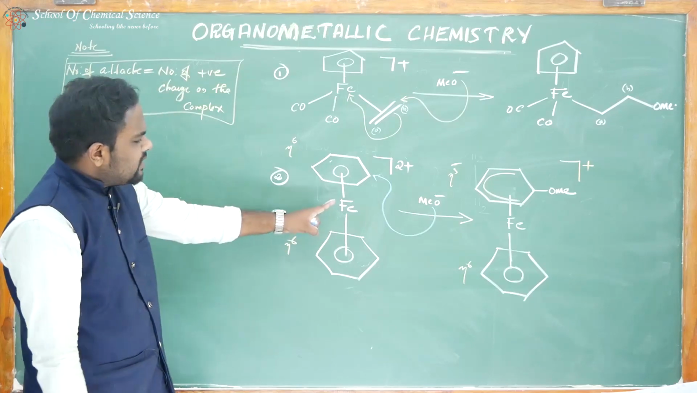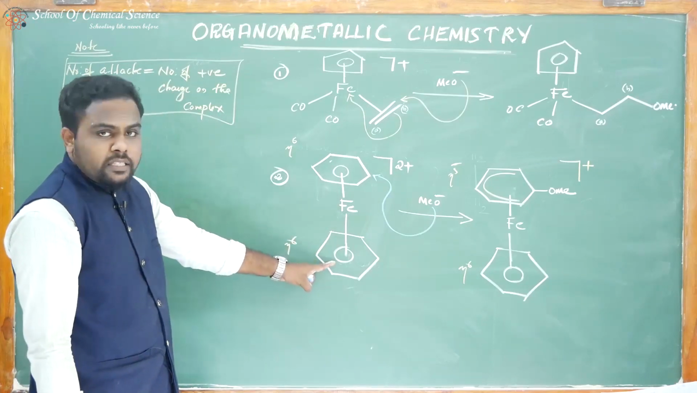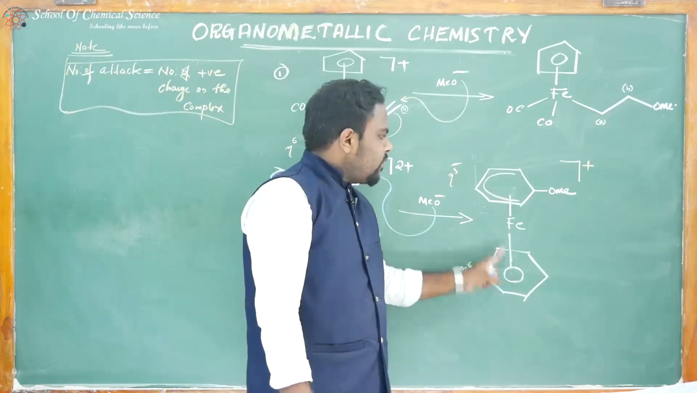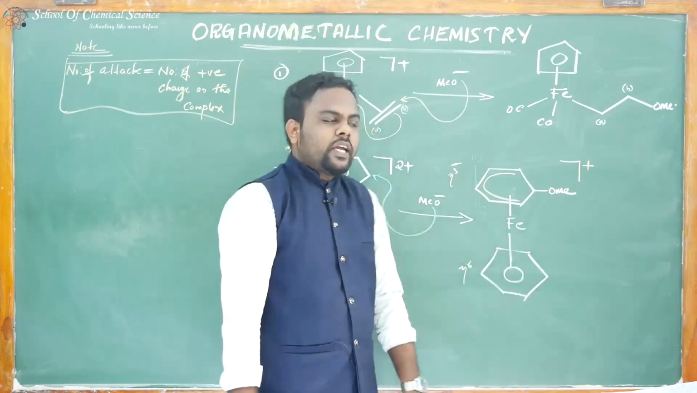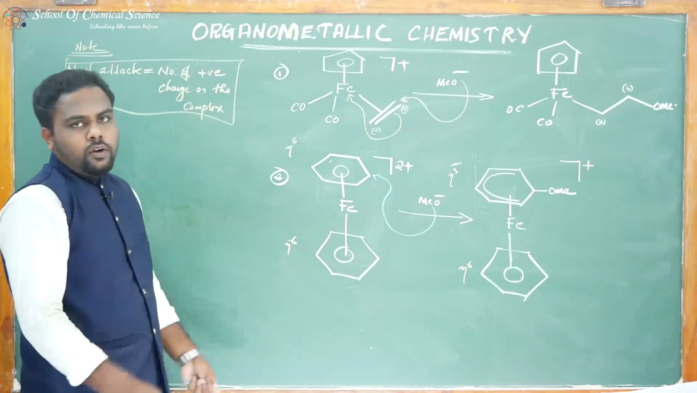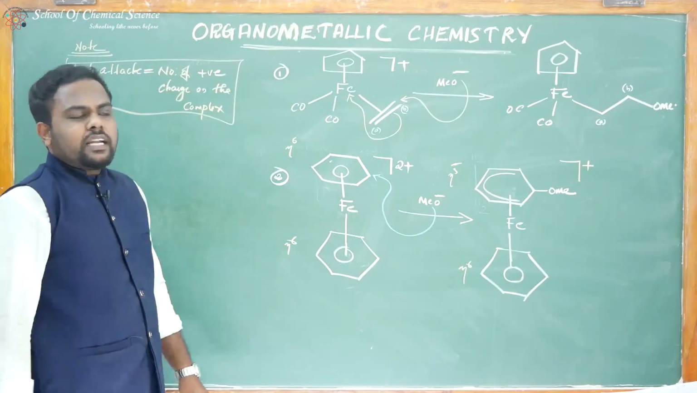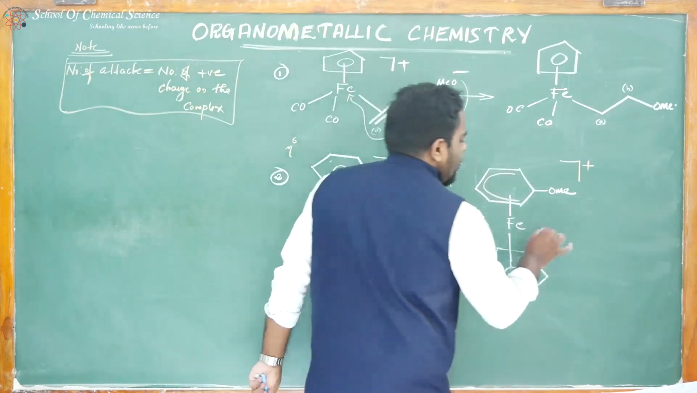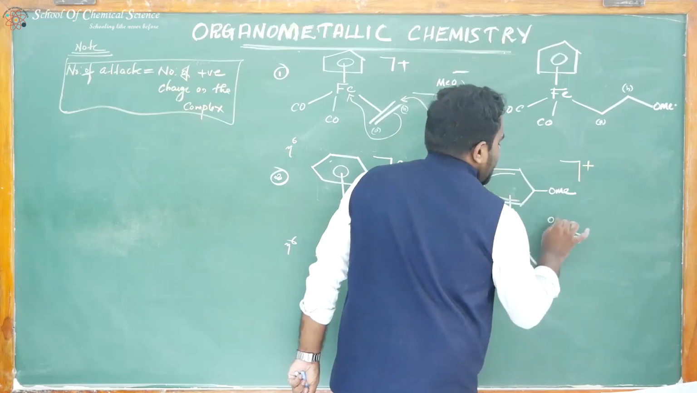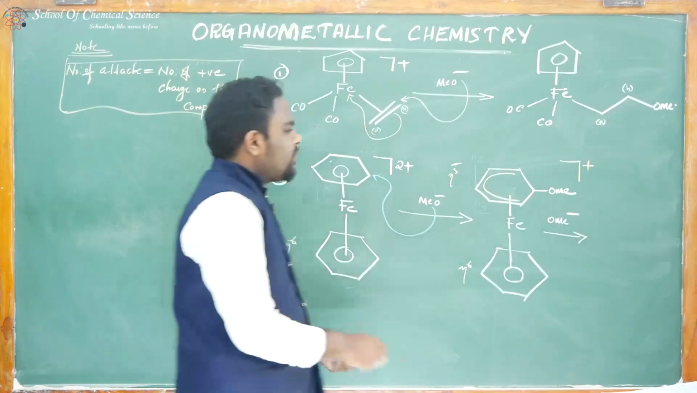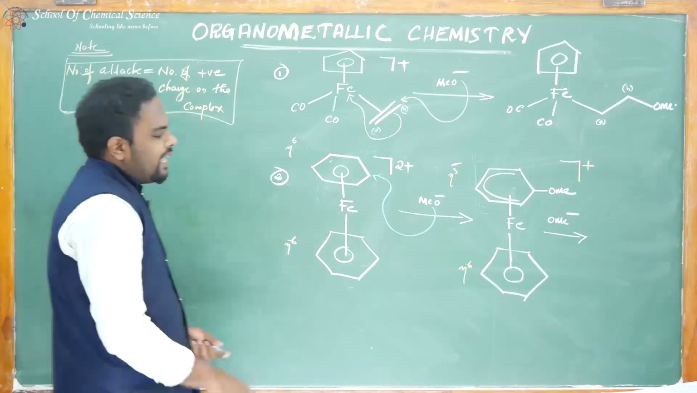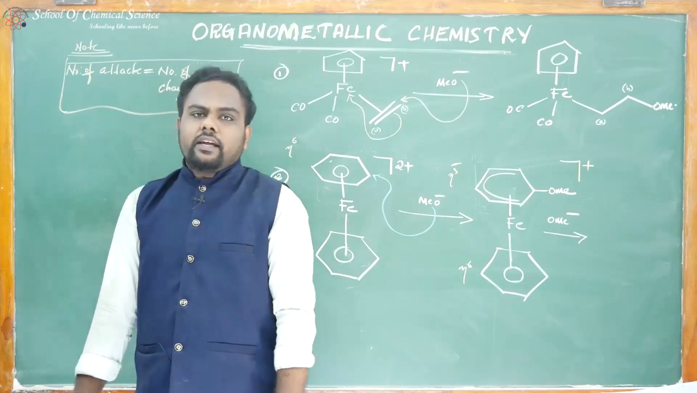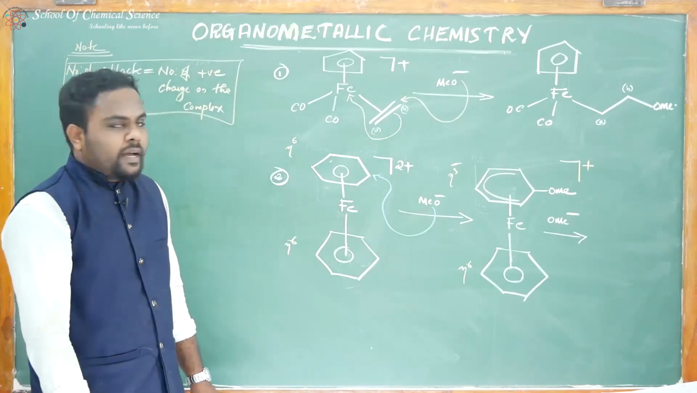Find the electron count. This is iron 8 plus 6 is 14, plus 6 is 20, minus 2 is 18. Here 8 plus 6 is 14, plus 5 is 19, minus 1 equals 18. All are according to the 18 electron rule. But still 1 positive charge is remaining. So what happens? Again an OMe attacks. OMe minus again attacks. Then my question: here two alkenes are there, in which alkene does the OMe minus attack?